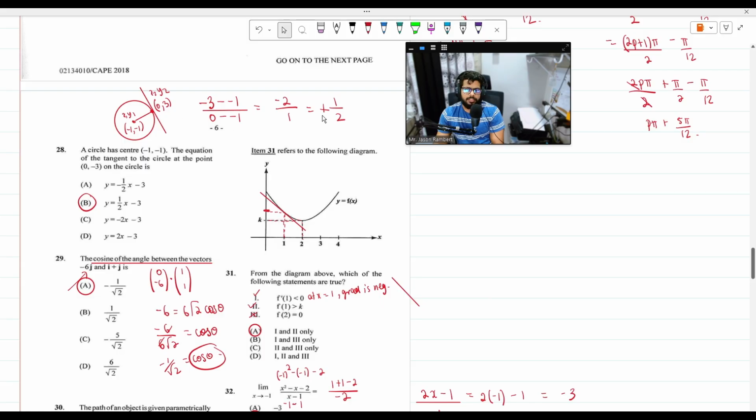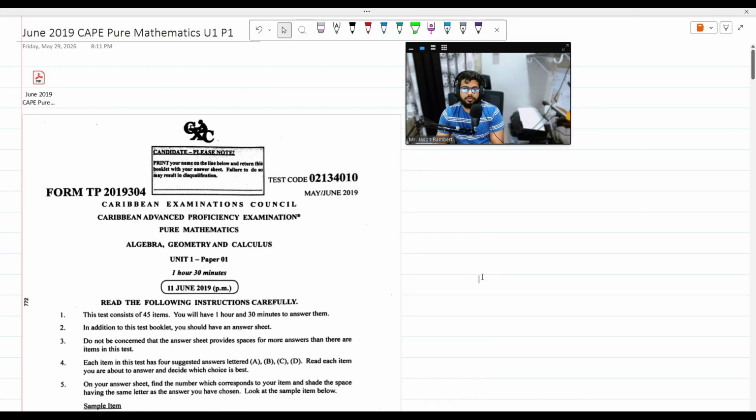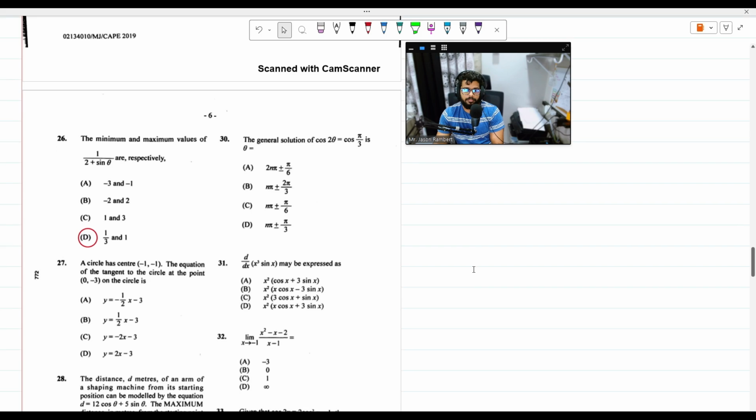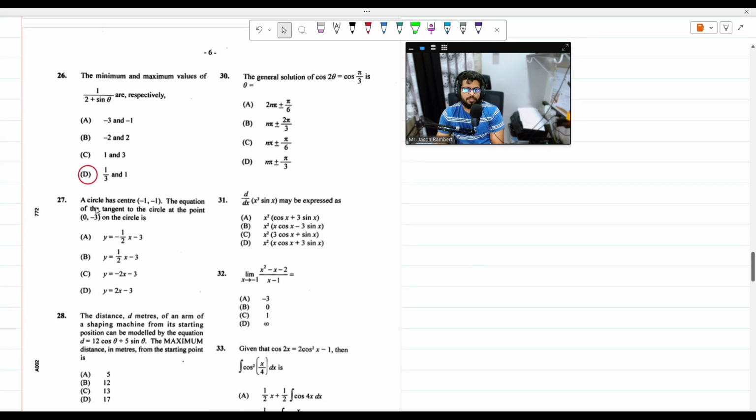Right, so the gradient of the radius was minus 2, so the gradient of the tangent will be plus 1/2. So we're looking at a half x to be the answer. Just make sure that it's asking for the equation of the tangent. So we're looking for plus a half, which is B.